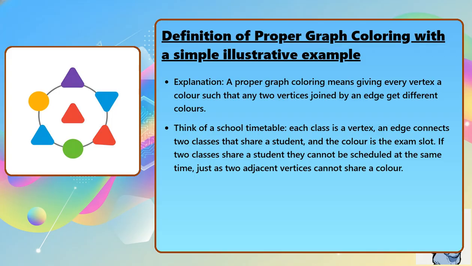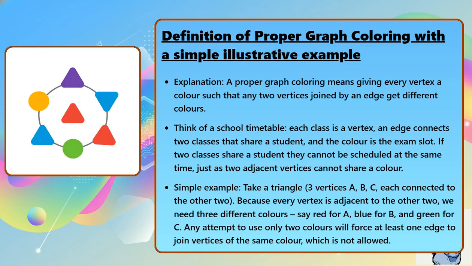Simple example: take a triangle, three vertices A, B, C, each connected to the other two. Because every vertex is adjacent to the other two, we need three different colors, say red for A, blue for B, and green for C. Any attempt to use only two colors will force at least one edge to join vertices of the same color, which is not allowed.